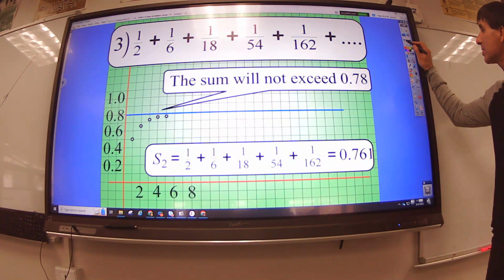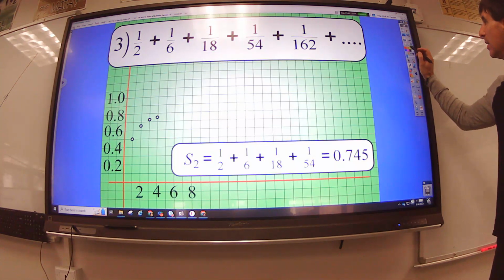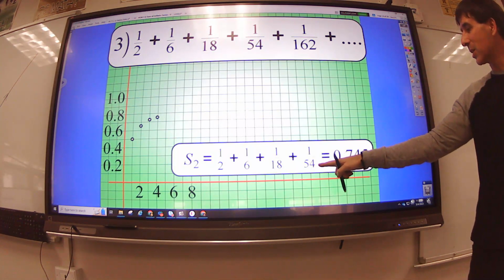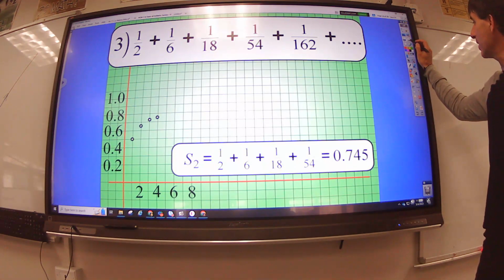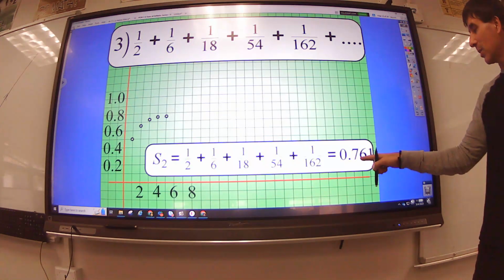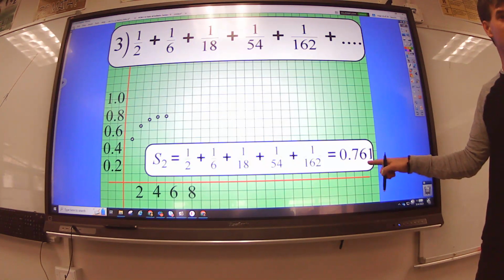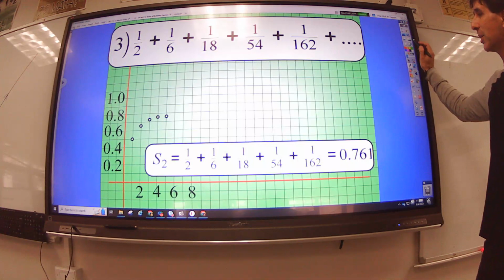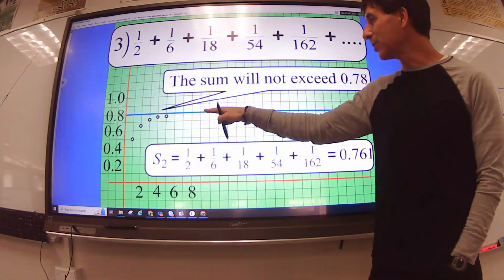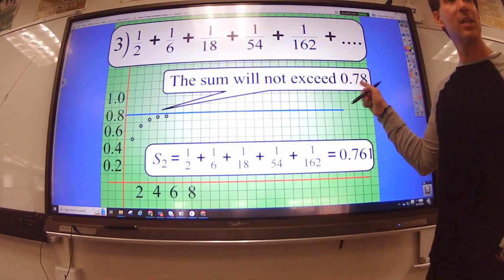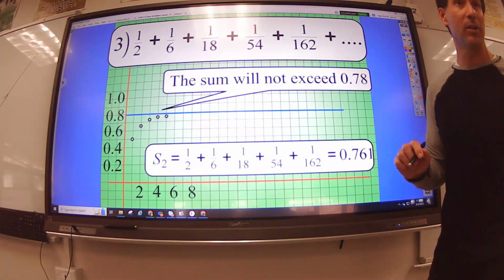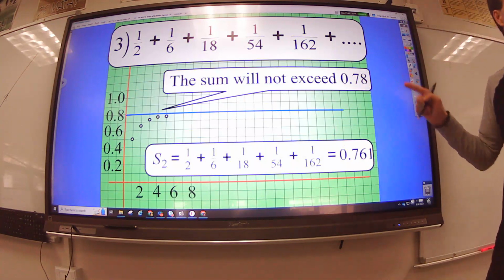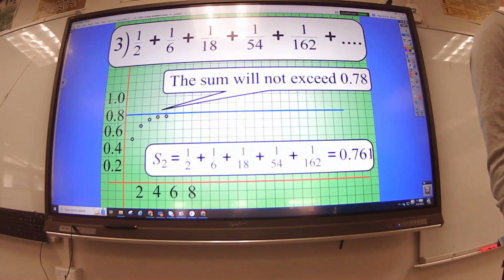You can see that it increases by such a little amount, like 1/54 is so small, it's only 0.745. And then you add 1/67, it's only 2/100ths of a decimal that it increases. And then eventually it's going to flatten out and it will not exceed 0.78. It'll keep going, but it won't exceed that because the increase is so small. So we've got to figure out, how do we figure out that number, right? Without adding them up. How do we figure out the maximum of what it's going to be?